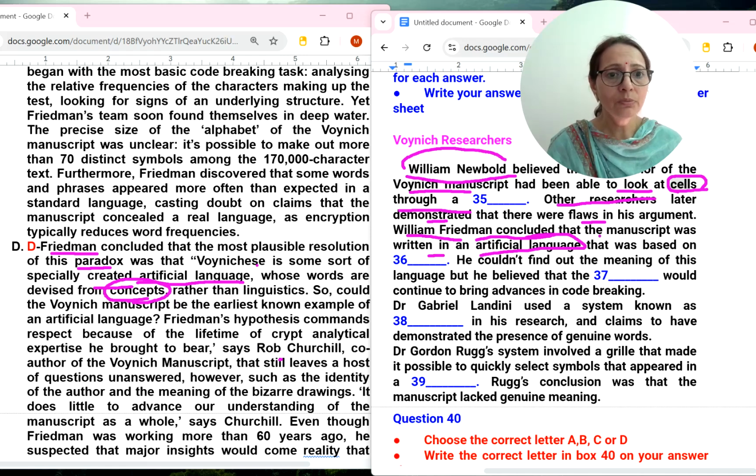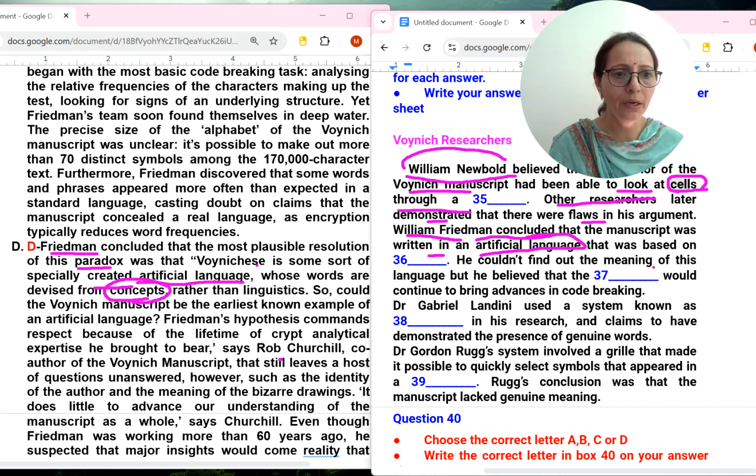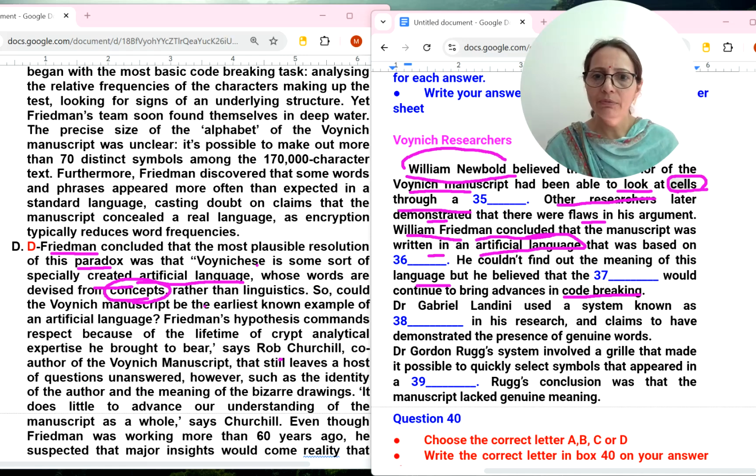See, look at this. That manuscript was written in an artificial language that was based on. So here, whose words? They are talking about the manuscript only, some sort of specially created artificial language whose words are devised from concepts rather than linguistic. So the 37th, he couldn't find out the meaning of this language, but he believed that would continue to bring advances in code breaking. Okay. So we have left this location.